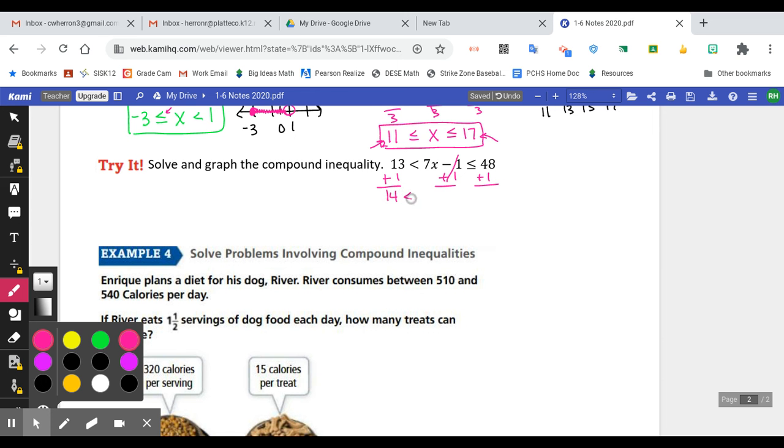So we're going to add 1. Divide by 7. Oops, 2. Here's my 2. Let's graph them. We have between 2 and 7. So open on 2, closed on 7, and it has to be between the 2.